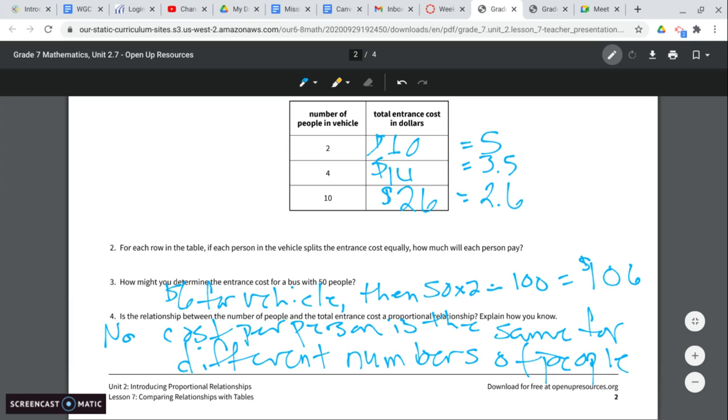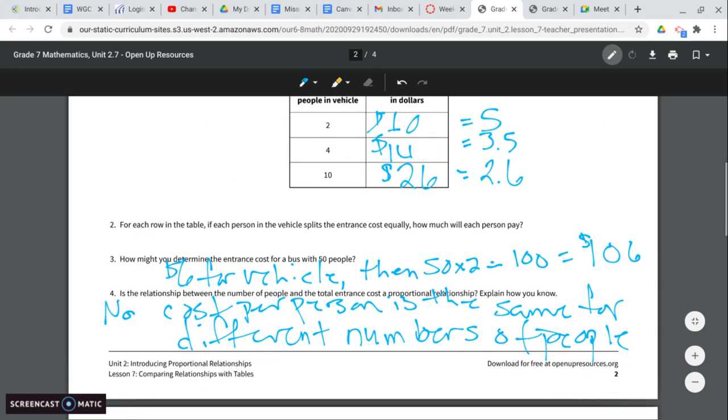And when we divide our entrance cost by the number of people in a vehicle, we should get the same amount every single time, and we're not. So that's how we can tell it's not proportional.